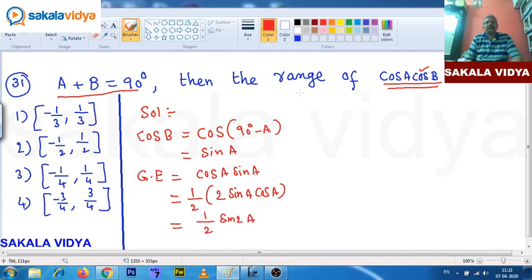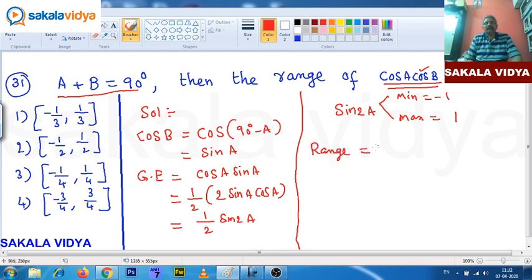Now you are getting confused, so I will write separately. Sin 2A minimum value is minus 1, maximum is 1. Therefore the range of the given expression is minus 1 into half, minus 1 by 2, and 1 into half, that is half. So that means second option.